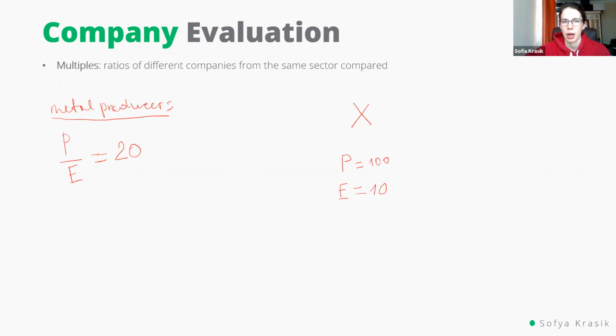The question to you: how do you think, is company X overvalued or undervalued or adequately valued according to this approach? I did not exactly explain it yet, but maybe you already got the idea. So, if on average we have in this sector price to earnings of 20 and we have price per share for company X of 100 and earnings of company X of 10, is it overvalued or undervalued? Please type in the chat. What do you think?